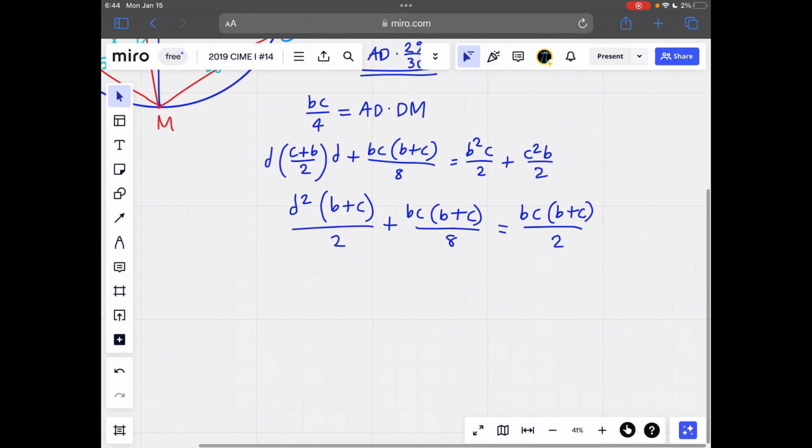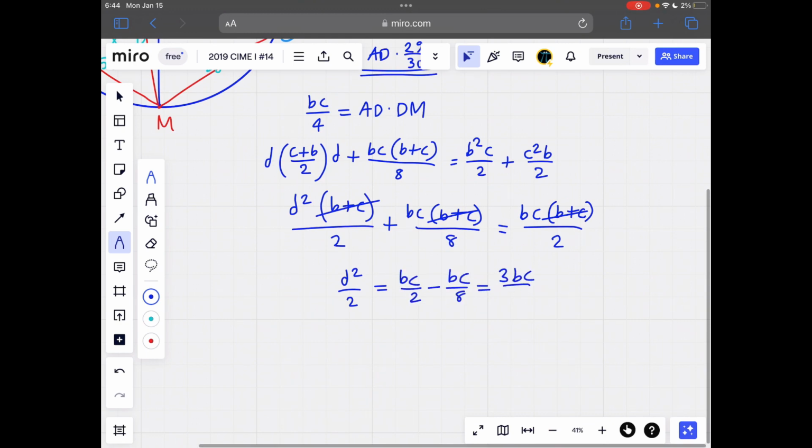Now, if you cancel out the B plus C everywhere, you get d squared over 2 plus BC over 8 is BC over 2. d squared over 2 equals BC over 2 minus BC over 8, and that's 3BC over 8. So d squared is equal to 3BC over 4. Therefore, d is equal to root 3 over 2 times the square root of BC.